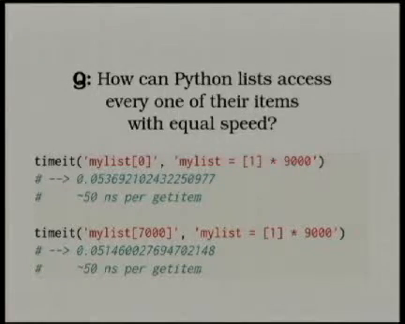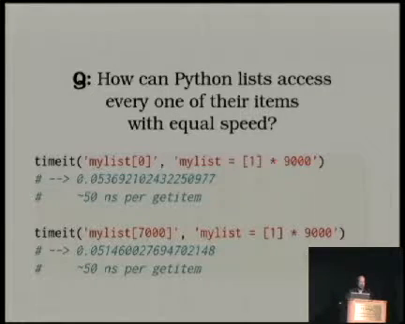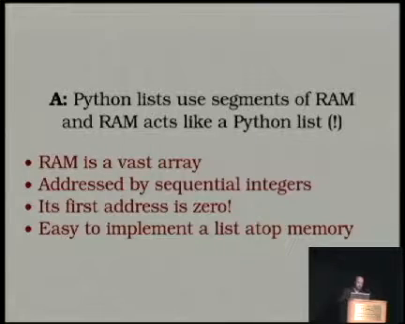How, if you've never looked under the cover, can Python lists access every one of their items with equal speed? Whether you look at the first or the 7,000th item in a list, it tends to come back in a fairly constant time. The answer is that Python lists use segments, contiguous chunks of RAM in your computer, and it just so happens that RAM acts precisely like a Python list. It's a big array addressed by sequential integers. It is even zero-based, just like the list you're used to. So it was very easy for the Python people to implement lists atop RAM.